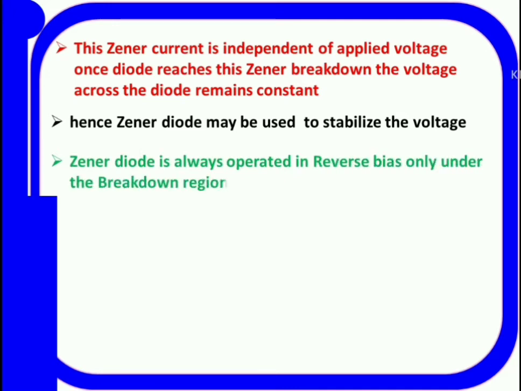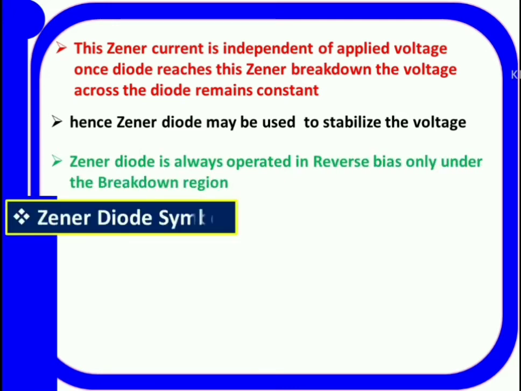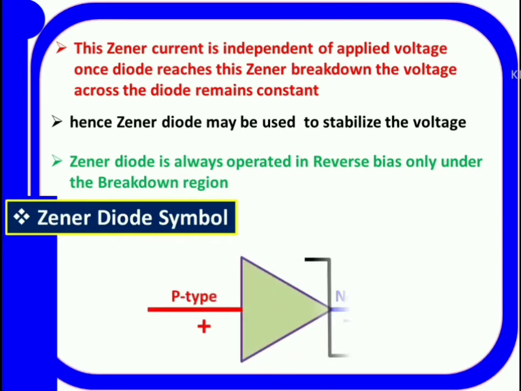Next, Zener diode symbol. This is the Zener diode symbol. This is the same as that of a normal PN junction diode. Only the difference is that the middle line bends like a Z shape, right? So this symbol is the same as that of the PN junction symbol. Only the difference is the middle line bends like a Z shape. This is the symbol for Zener diode.